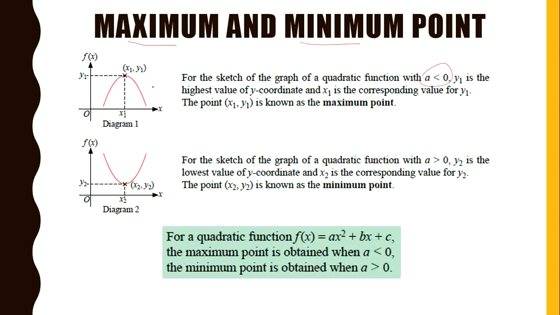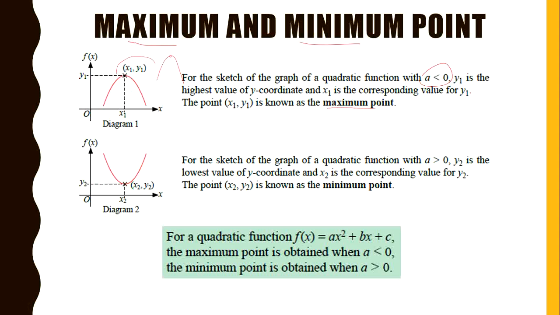Okay, y1 is the highest value of y coordinate. Bila masam ni, dia punya puncak lah orang panggil. Dia punya highest value, maksimum puncak dia ni is the highest value of y coordinate and x is the corresponding value of y1. Okay, bila titik y kat sini, x dia berapa? Okay, so koordinat ni kita panggil maximum point sebab dia berada di puncak.